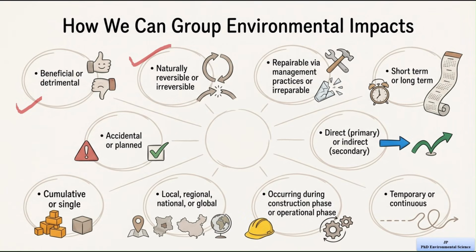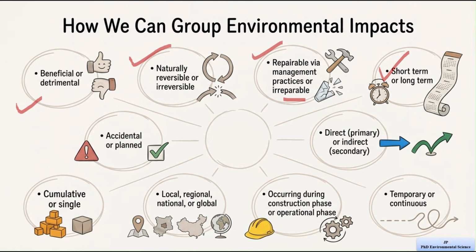Third is based on repair possibility, repairable or irreparable. Repairable means damage can be fixed using management practices. Irreparable means it cannot be fixed. For example, water pollution can sometimes be treated. Extinction of species cannot be reversed. Based on duration, short term or long term. Short term impacts last for a limited time, whereas long term impacts last for years or decades.